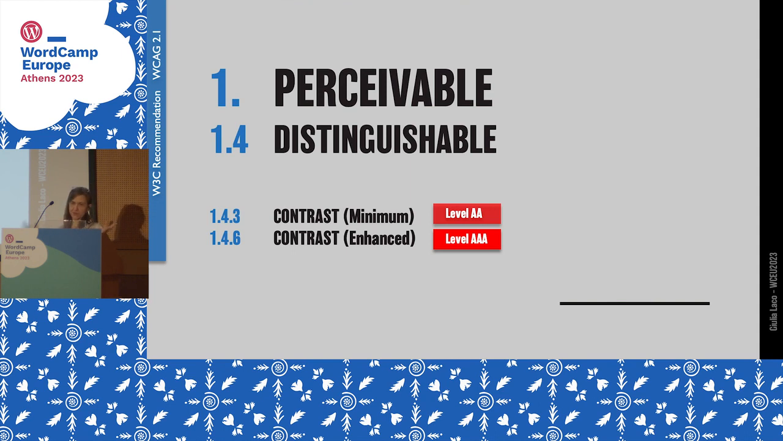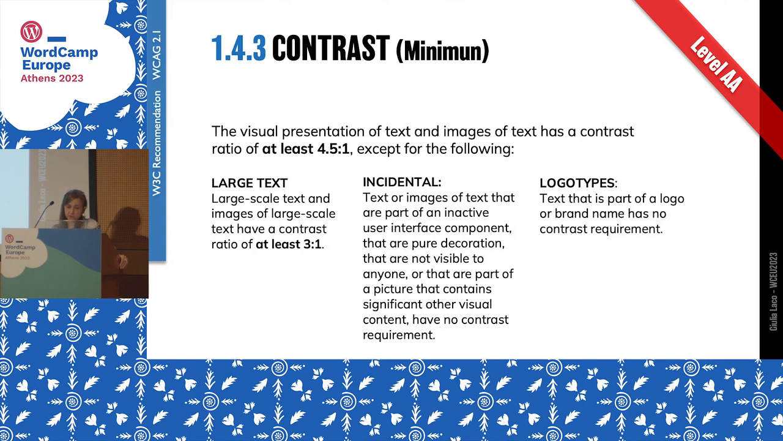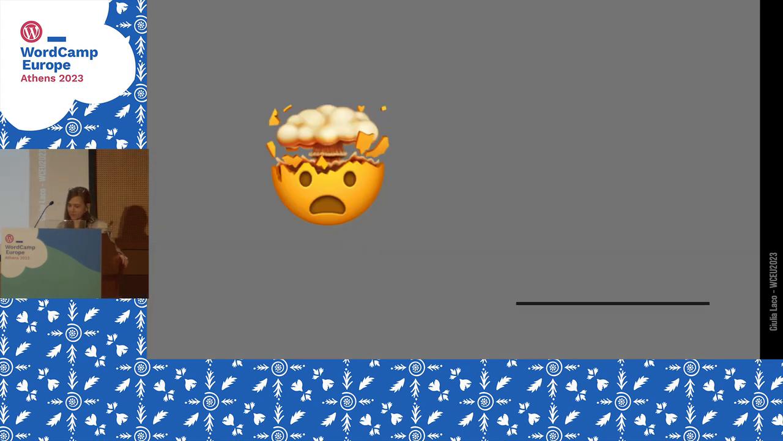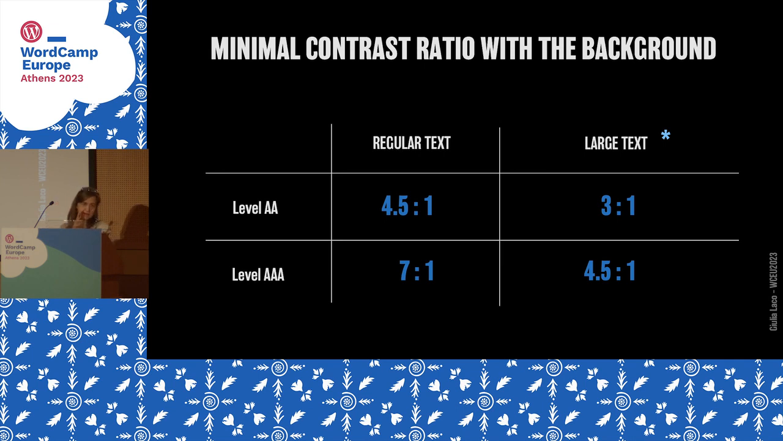Then we have this big question about contrast. The contrast has two levels of conformity that basically change the values. Again, I won't make you read it because it's very long, but I will summarize it with this table where we have two levels of conformity, and they make a distinction between regular text and large text. They say we must have a minimum contrast ratio, the ratio of the color of the text with respect to the color of the background. And they introduce this concept, large text.